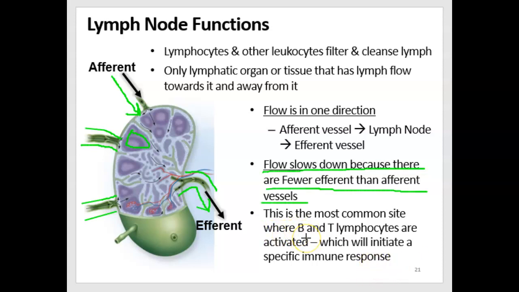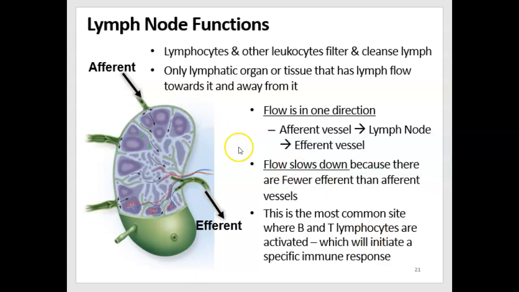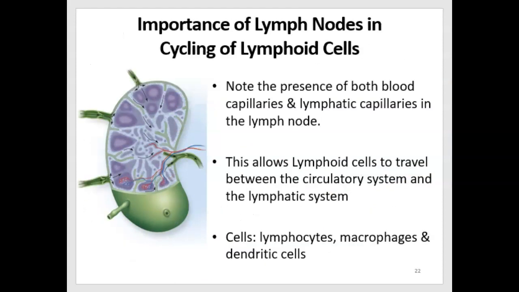And also, I should mention that in these lymph nodes, there are B lymphocytes and T lymphocytes that can be activated and can initiate a specific immune response, which is generally what happens when you get a vaccine or, unfortunately, are infected with a disease, which we don't want.